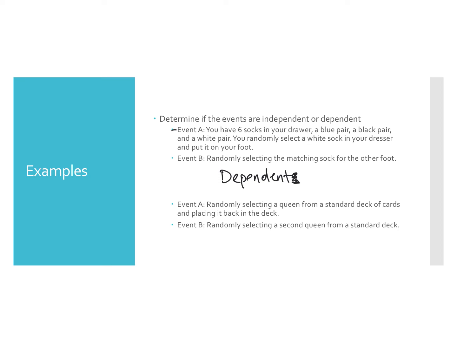And for the next one, event A, we're going to randomly select a queen from a standard deck of cards and put it back in the deck. Then randomly select a second queen from the standard deck. These would be independent because we put the card back in the deck, therefore it does not change the probability of obtaining a second queen.